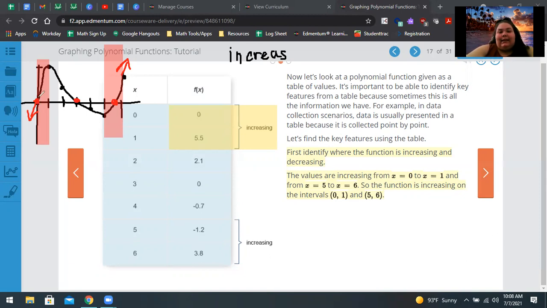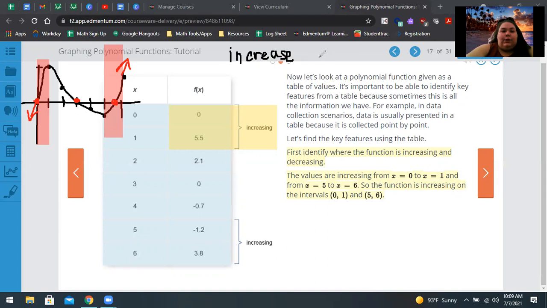I can say that it could bounce and then go this way, or it could go straight down. We just don't know. So we're pretty limited on what's going on beyond that table. Again, we don't have the function there.